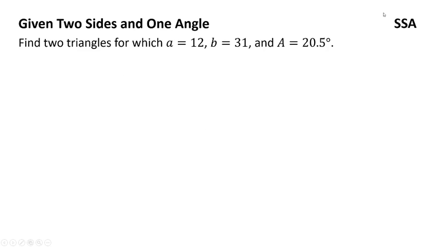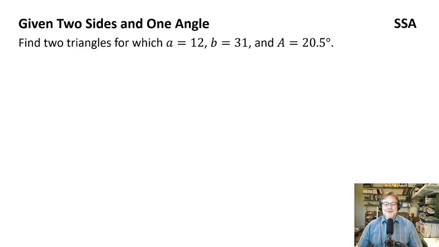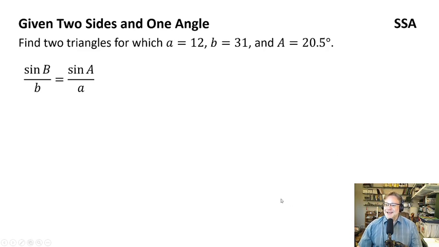All right, so let's take a look at the third option here. I've shown you an option in which there's only one possible triangle. I've shown you the option in which there's no possible triangle. The one that I still need to do is the option in which there are two possible triangles. So let's take a look at this. Find two triangles for which a is equal to 12, b is equal to 31, and angle A is equal to 20.5.